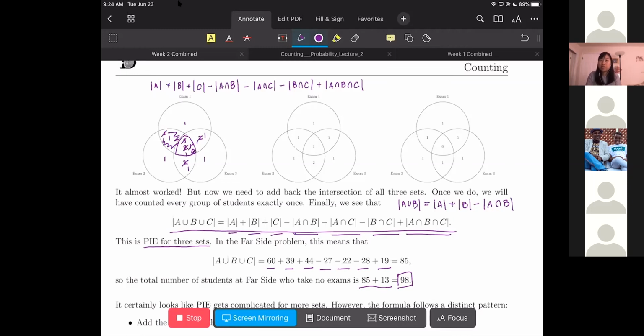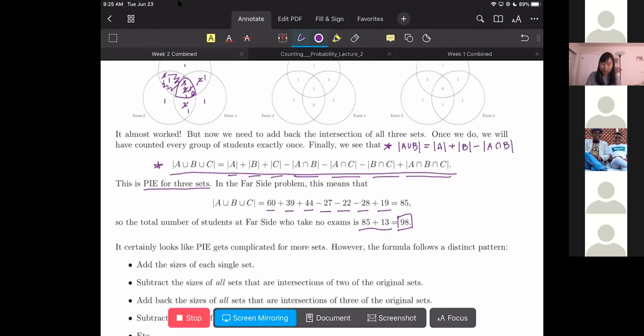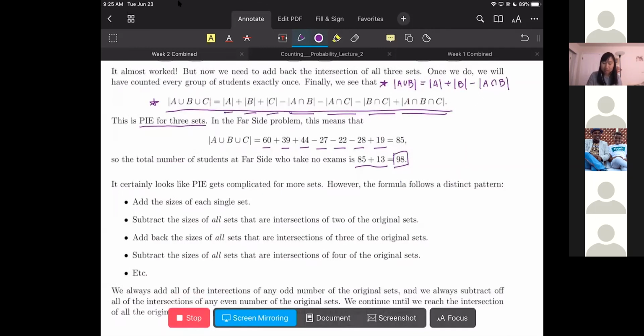So this definitely gets a little bit more complicated, right? If we compare the formula for 2 sets versus the formula for 3 sets. But it also kind of follows a pattern. So we can look at basically this pattern that we're doing.